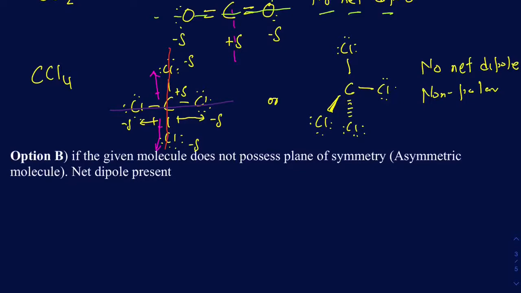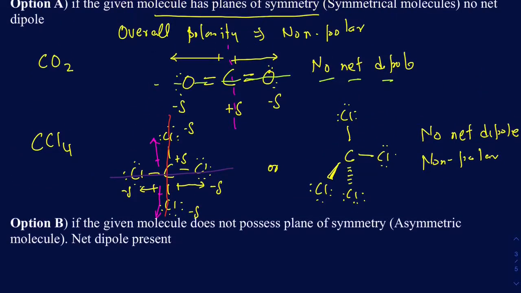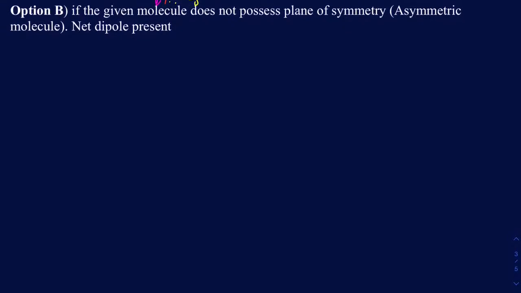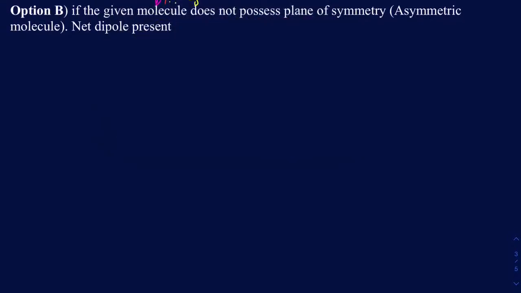Can you have polar bonds and the overall molecule be nonpolar? Yes, you can. Anytime you have a symmetrical molecule, or anytime all the dipoles cancel out, you could still have polar bonds, but overall your molecule is nonpolar. Okay, then what about the second option? When you have polar bonds, but the molecule does not have a plane of symmetry, in that case you will have a net dipole and the molecule is going to be considered polar overall.